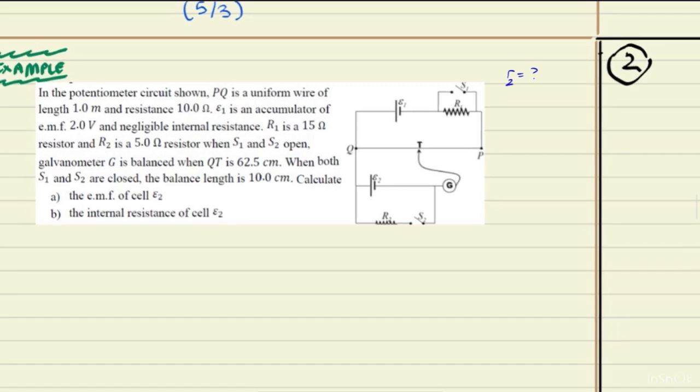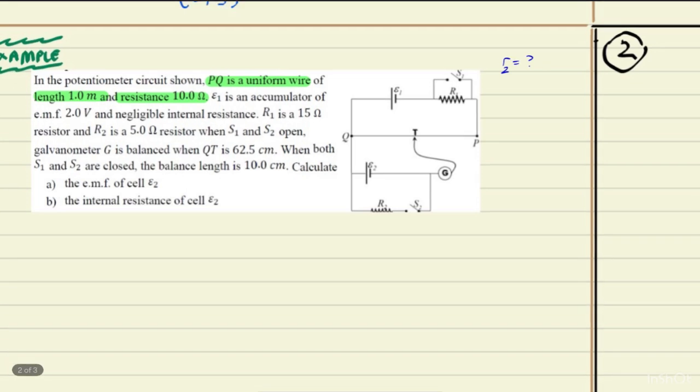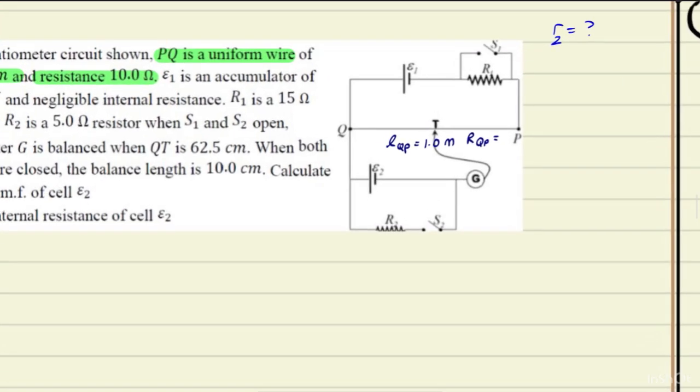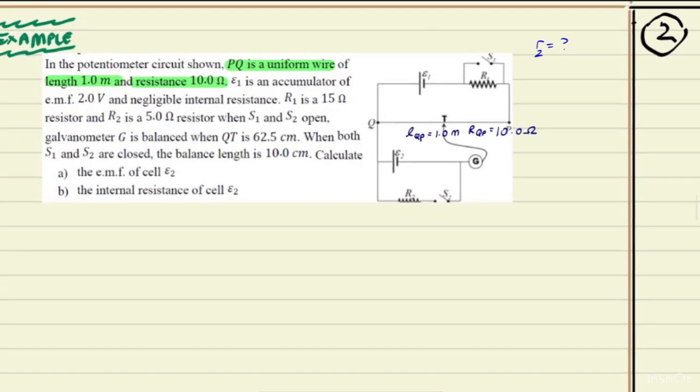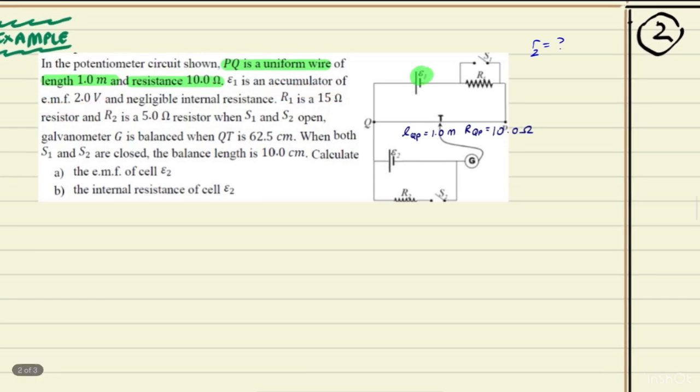In the potentiometer circuit shown, PQ is a uniform wire of length 1 meter and resistance 10 ohm. Let's label that first. We know that length of QP is 100 cm, which is 1 m, and R of QP equals 10 ohm. E1, or EMF 1, is an accumulator of EMF 2 volts, so here is 2 volts, with negligible internal resistance. So R1 equals 0, no internal resistance.